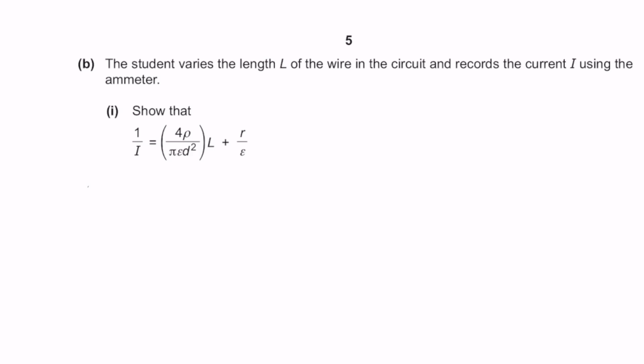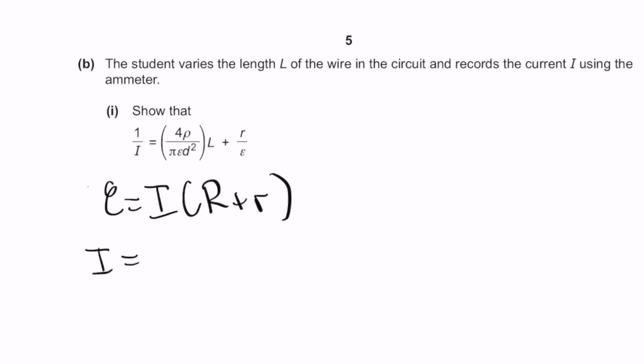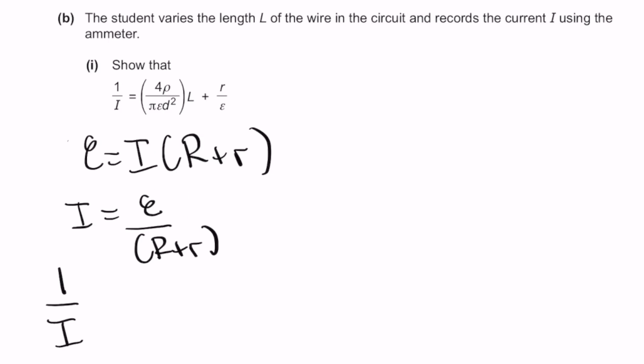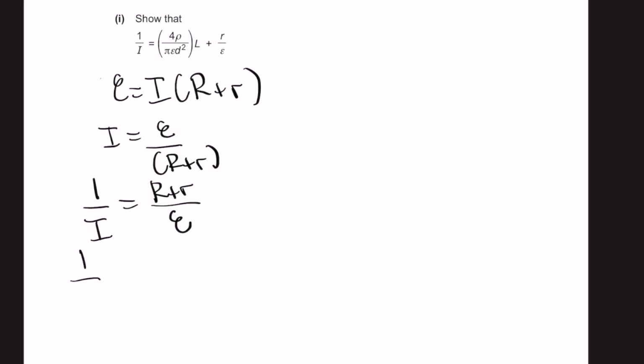I'm going to start off by saying that the EMF will be equal to the current multiplied by the external resistance plus the internal resistance. Then I'm going to rearrange for the current, which is just going to be equal to the EMF divided by R plus r. Then 1 over I will be equal to R plus r divided by the EMF. Notice how I am showing each step really carefully and methodically. Okay, now we can use the algebra trick that this here will be equal to R divided by the EMF plus the internal resistance divided by the EMF.